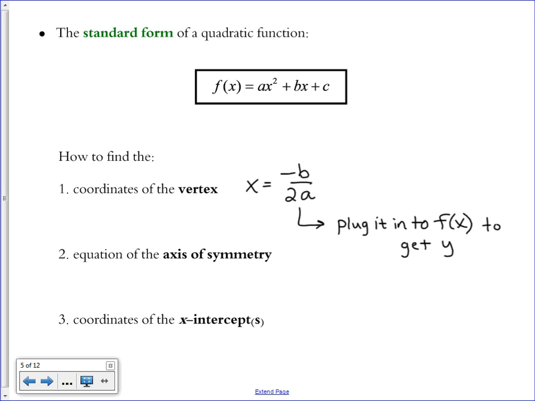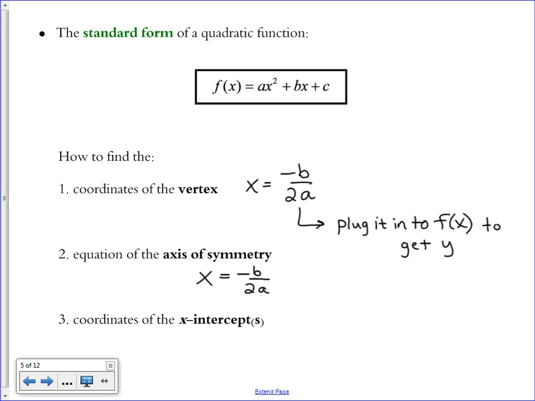The equation of the axis of symmetry, it goes right through the vertex, remember. The axis of symmetry is that dotted line that goes right through the middle. And it's a vertical line. Vertical lines have equations that start with x equals, and the x value of the axis of symmetry is going to be the same as the vertex, because it goes right through the vertex. So you'll use that same formula, or really you probably already will have the number because you've already gotten the vertex, to know where the axis of symmetry is.